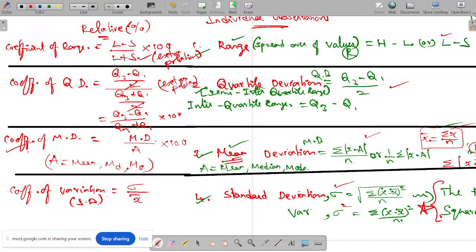See, in the earlier case, coefficient of mean deviation, we were dividing by A because A can be X bar or median or mode. Here, it's only X bar, because the definition itself says standard deviation is deviating from X bar. So this is divided by X bar into 100. This is the coefficient of variation. So these are the formulas. That's it. Main concept is over. Now I have to go for problems.